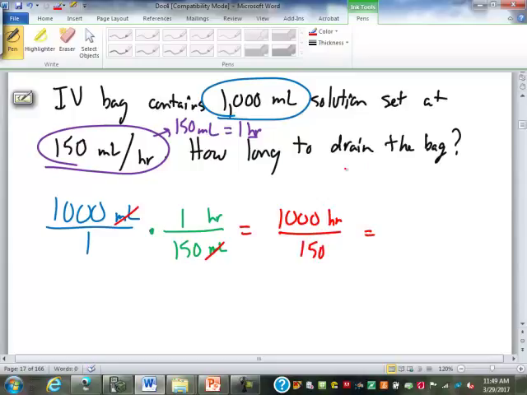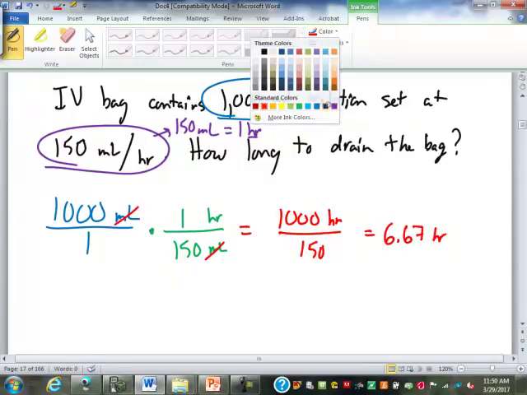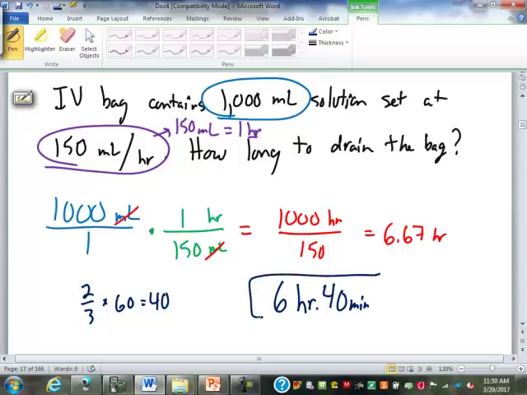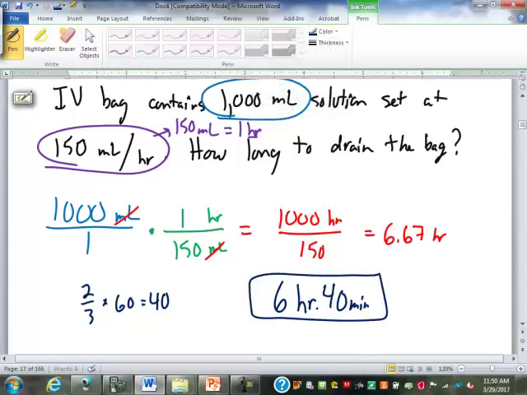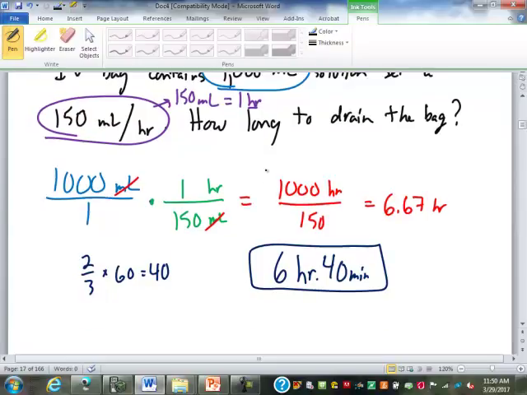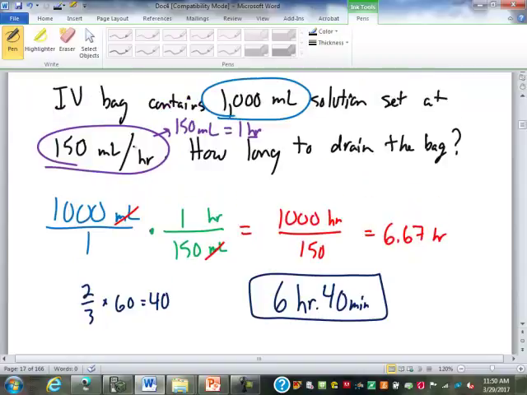And now it's just a matter of dividing that out. That would come out to be 6.67 hours, or 6 2/3 hours. I said to express it in hours and minutes. So that is 6 hours, 2/3 of an hour, times our 60 minutes would give us 40 minutes. So that is 6 hours and 40 minutes worth of time. So that one's not too tough to do, and we're given the flow rate in milliliters per hour, and we need to convert.